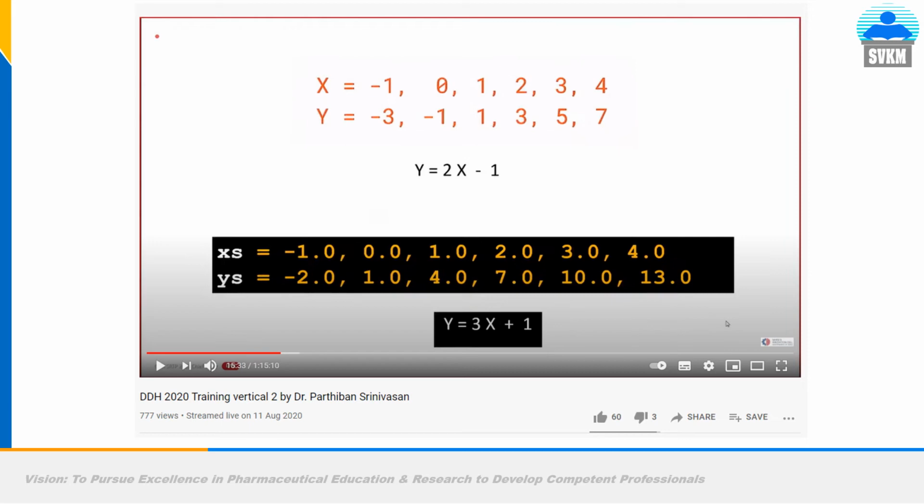So here is the equation, y equal to 2x minus 1. Whenever you keep the value of x as minus 1, you will get the value of y equal to minus 3. So this is the job of the algorithm or machine learning model. The model learns to find some pattern between these two. This is the easiest example.